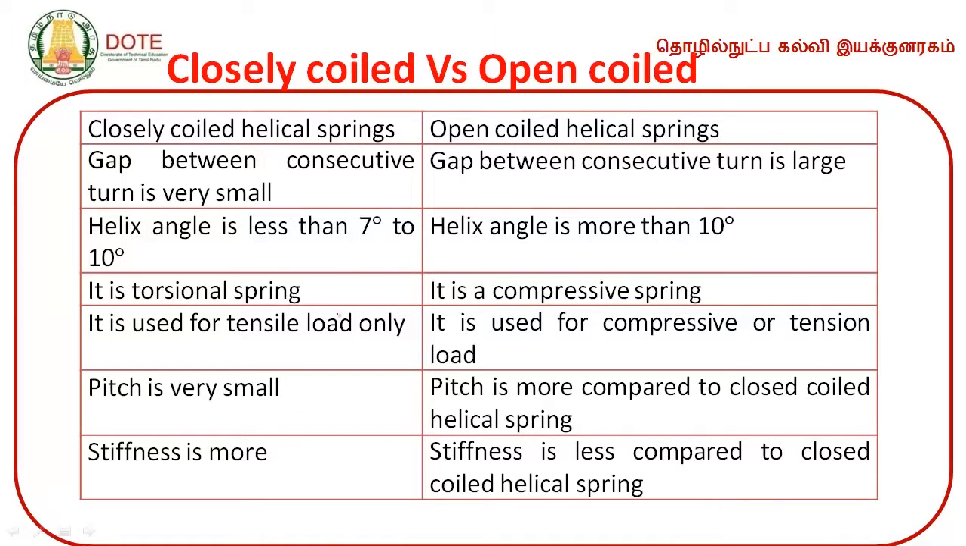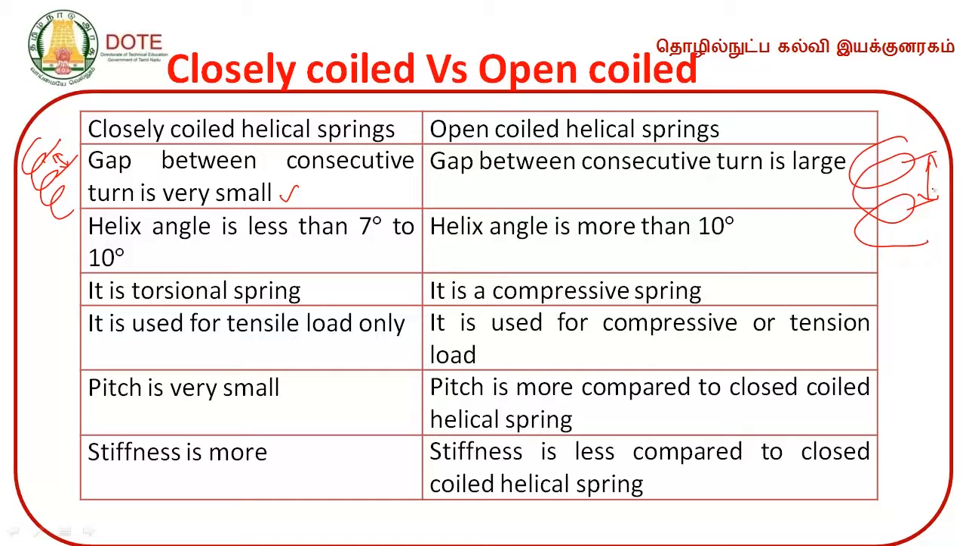Now we are going to see the difference between closely coiled helical spring and open coiled helical spring. In the closely coiled helical spring, the gap between consecutive turns is very small. Okay, this is the spring. So the gap between two turns is very small. Here the gap between the consecutive turns is large like this. So how is the gap between this and this?